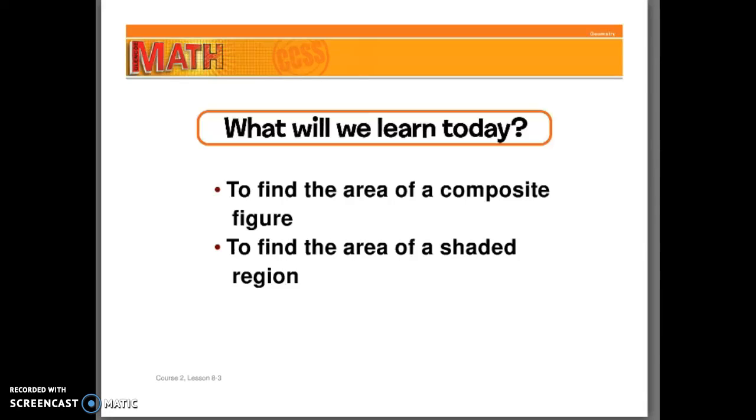In previous lessons, we have talked about finding the area of shapes. For example, a circle, a semicircle, a square, a rectangle, a trapezoid, and a parallelogram. Today, we're going to use those same formulas to find the area of a composite figure. And in tomorrow's lesson, we are going to use them to find the area of shaded regions.